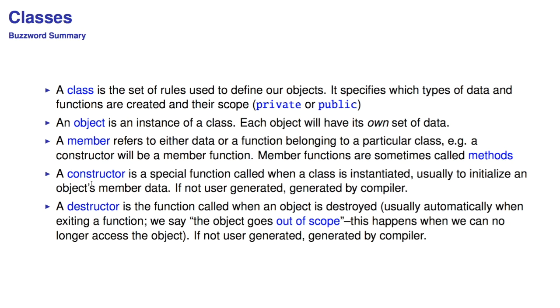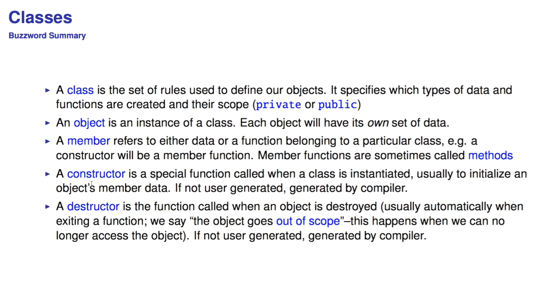Okay, let's recap. A class is the set of rules used to define our objects. It specifies which types of data and functions are created and their scope, their accessibility, whether they're private or public. An object, for example the particle P1, is an instance of a class. Each object will have its own copy, its own set of data. A member refers to either data or a function belonging to a particular class.